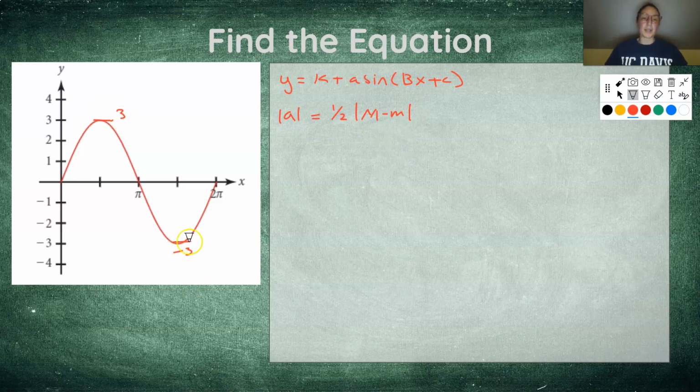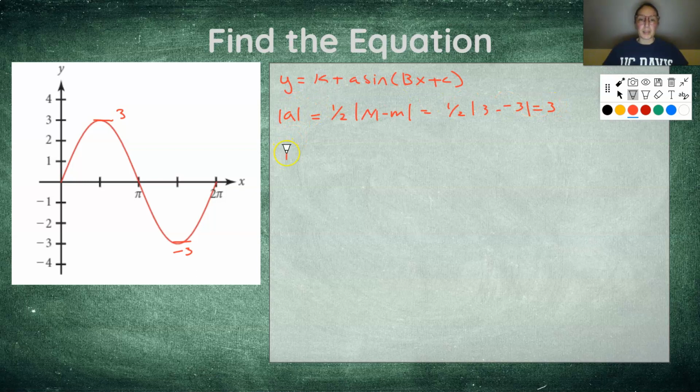which in this case is -3. Big M, little m, so this would be 1/2, big M is 3, little m is -3. 3 minus -3, that's going to end up being +6. Half of 6 is 3. So my A is 3. So I got that part. I know my amplitude. My amplitude is 3.